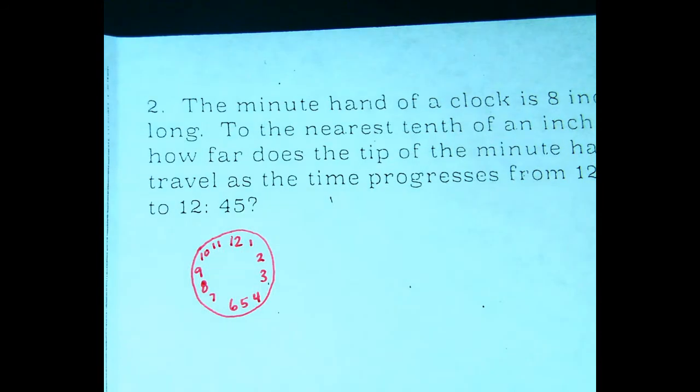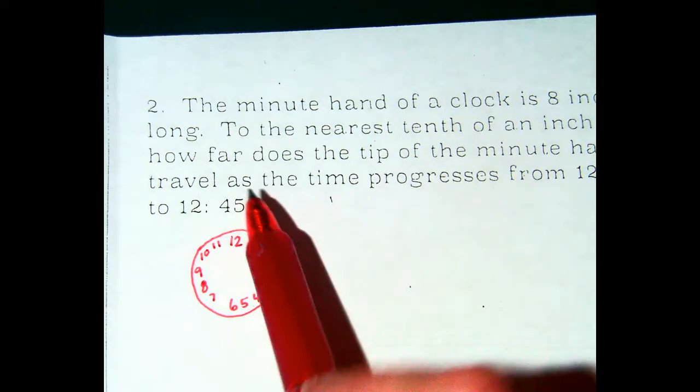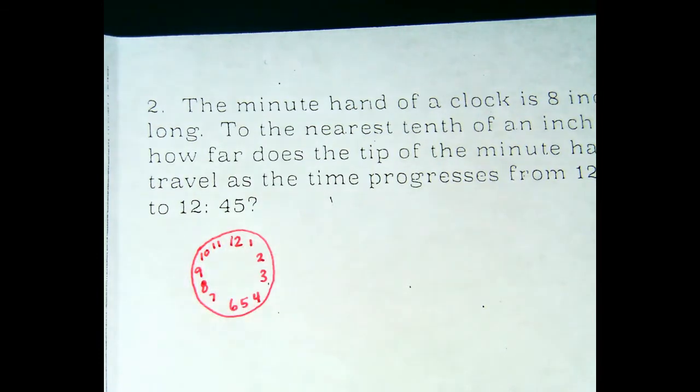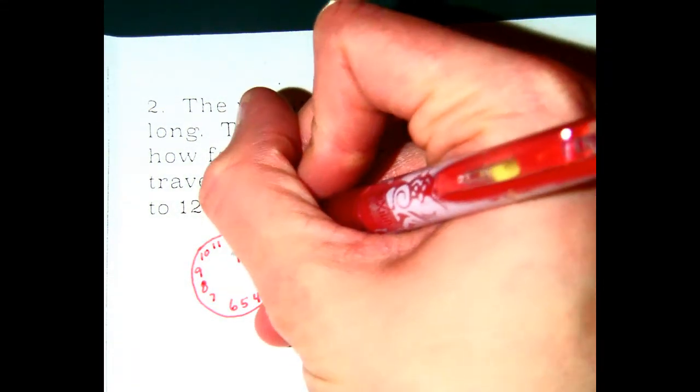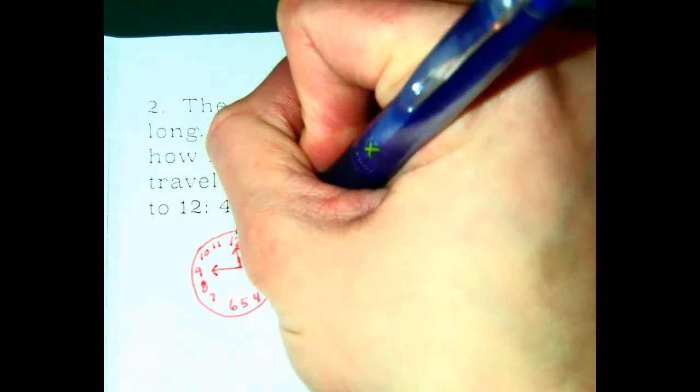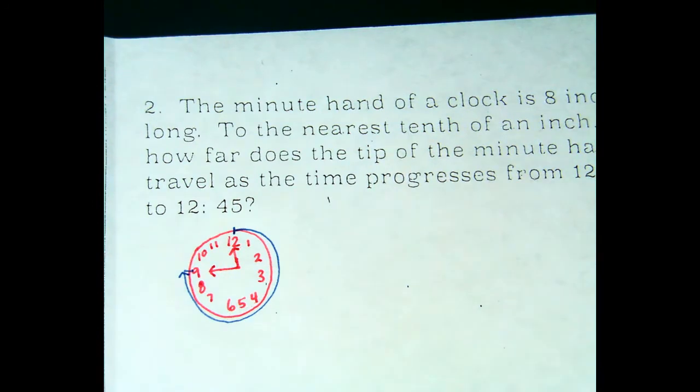All right, it says the minute hand of a clock is 8 inches long. To the nearest tenth of an inch, how far does the tip of the minute hand travel as the time progresses from 12 to 12:45? Yes, you can. So if the minute hand is here, and then it ends up here, how far did it travel from here all the way to the 45 mark there?